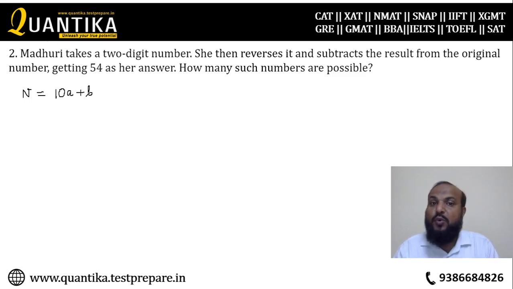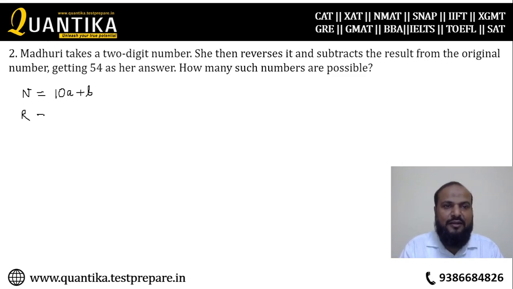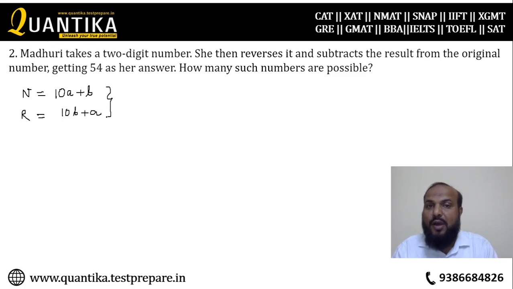Now what is known to us? Known to us is that a is the tens digit and b is the unit digit. When you reverse it, you get 10b plus a. To understand which number is more than the other one, you need to read the question again and again. She subtracts the result from the original number.